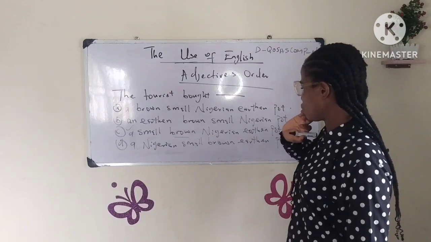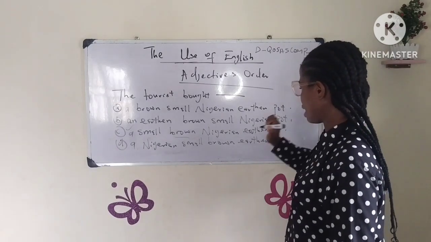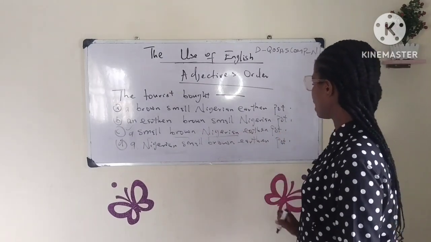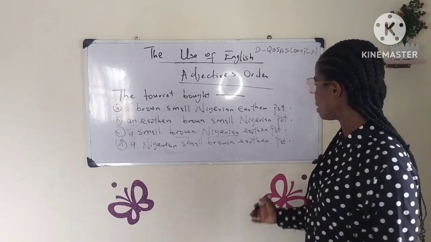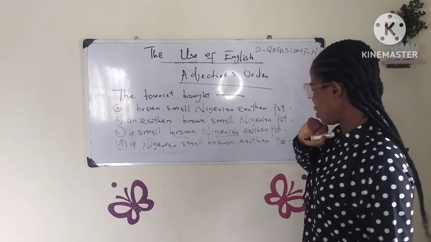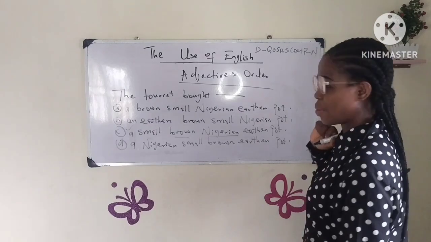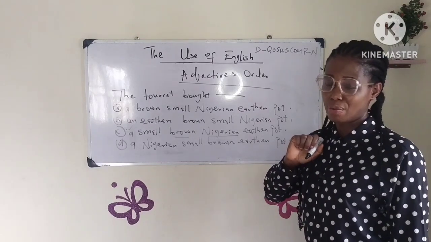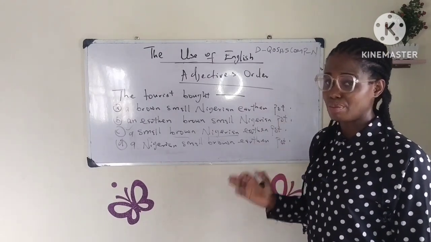Do you have any word that shows origin? Yes, Nigerian. So it still follows the pattern. Now after origin, what do you have? Material. Do you have any word that shows material, where it is made from? Material, where the thing that is being described is made from.